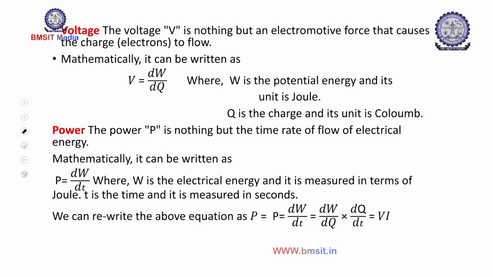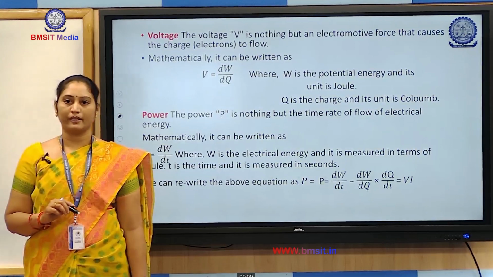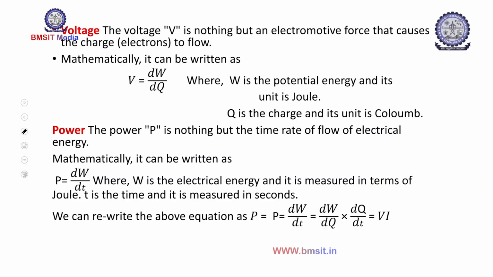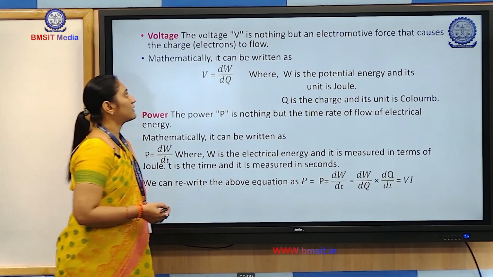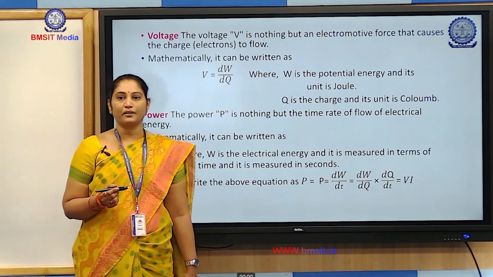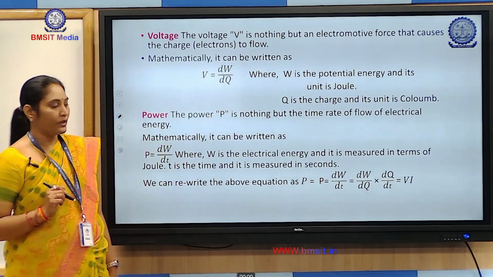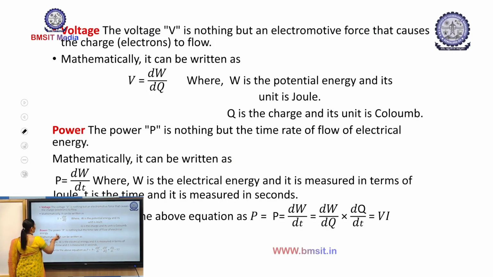The next term is voltage. It is usually denoted by V. It is nothing but the potential difference between two terminals. It is sometimes also referred to as electromotive force, which causes the charge to flow. Mathematically, voltage is equal to dW by dQ, where W is the potential energy expressed in joules, and Q is the charge expressed in coulombs.